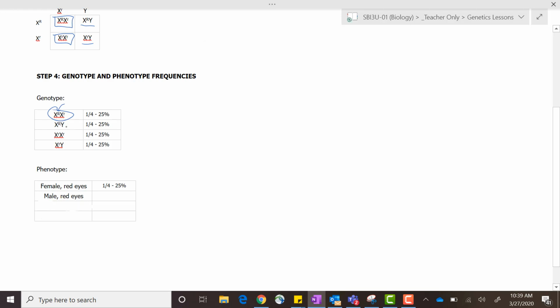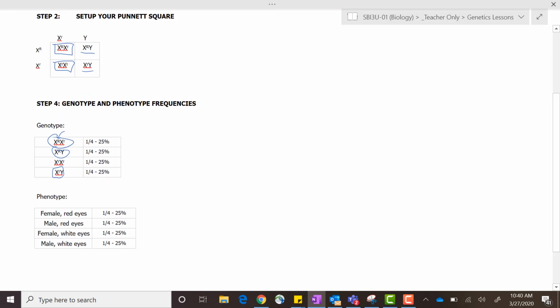The next one here, male with red eyes because it has a capital R. And then we're going to have a female, 2 little r's, so that means she'll have white eyes. And then on this last male, he has the recessive allele, which means he will also have white eyes. And the phenotypic frequencies are all the same.